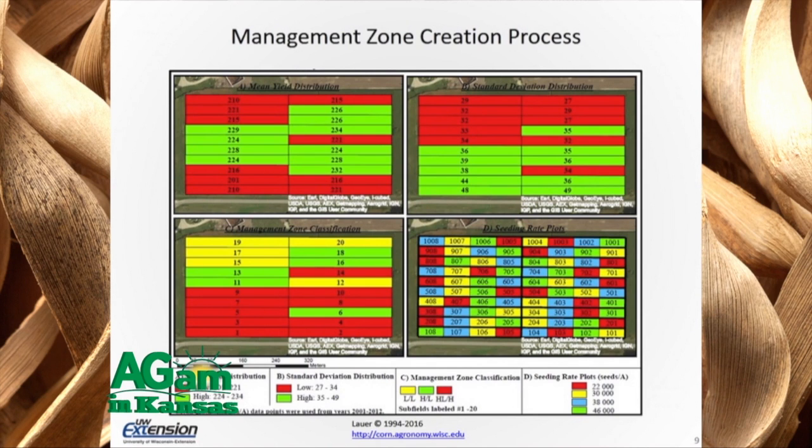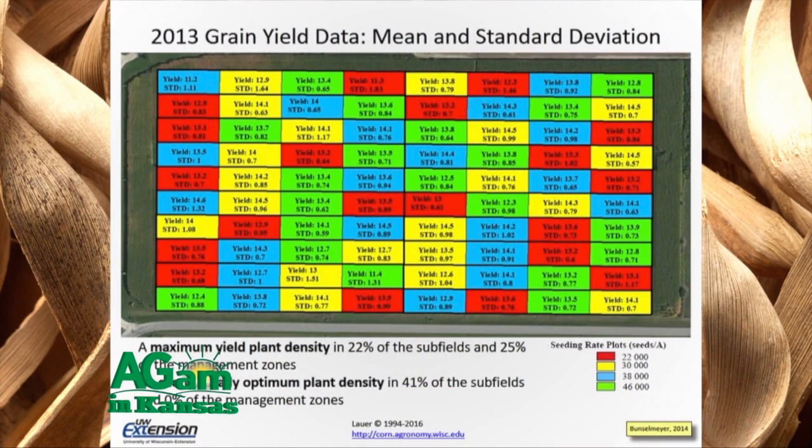And then you've got the in-between, where they could be either high or low, but they have a lot of variation associated with them. Within each subfield, then, we put out 4 plant populations, 22, 30, 38, and 46,000 plants to the acre, to be able to draw a line to identify where that optimum population was for that subfield.